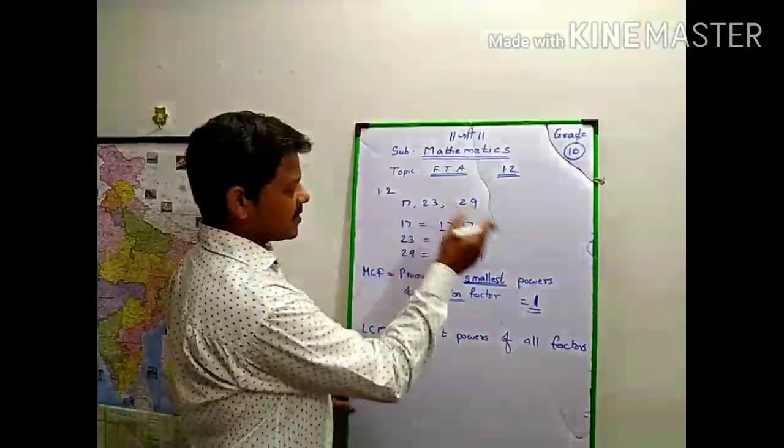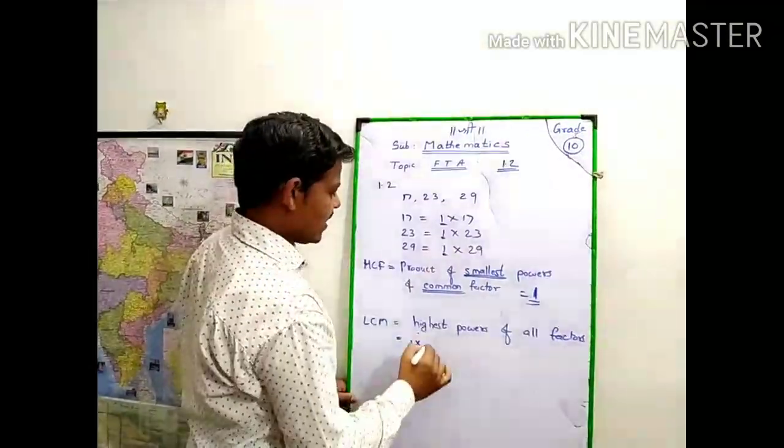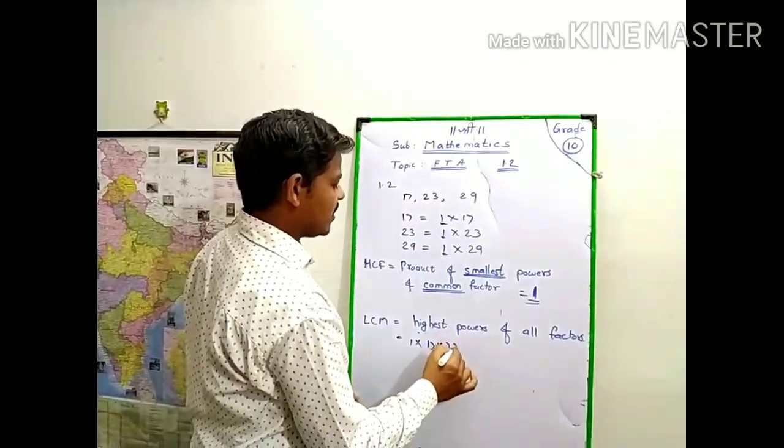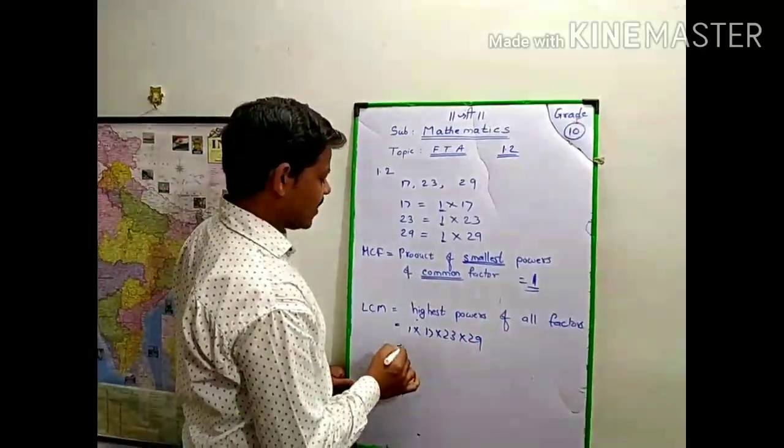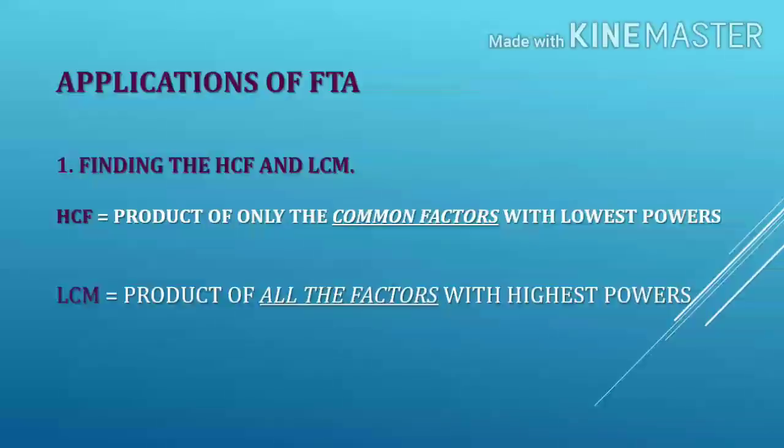Obviously all the factors are, yes, 1 is one of the factors, and then 17, 23 and 29. Simply the product of these three numbers becomes the LCM, because that is what we know, product of all the factors, that too with higher powers.